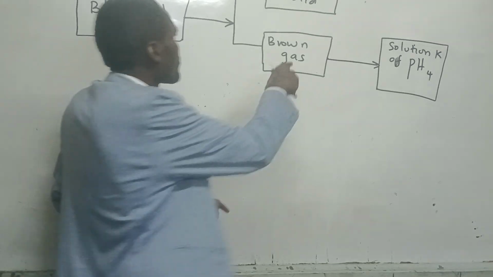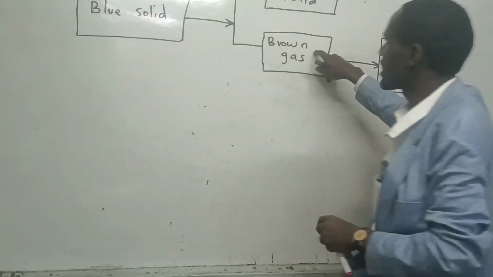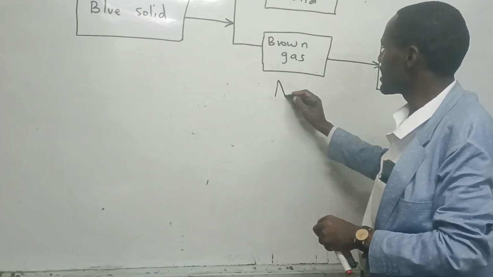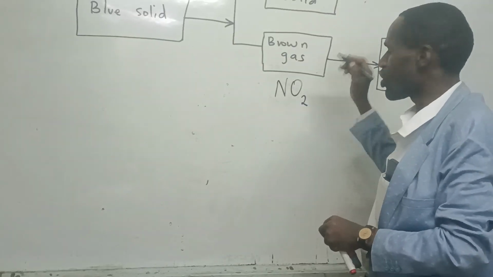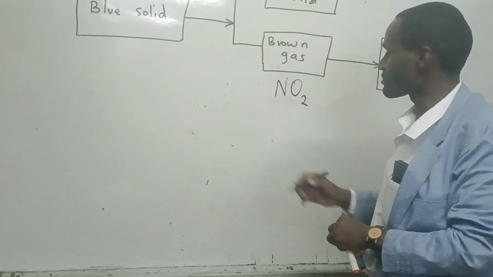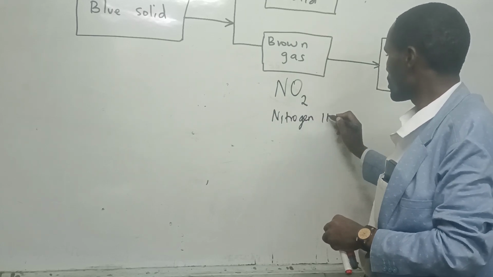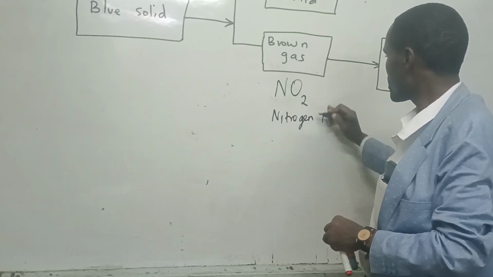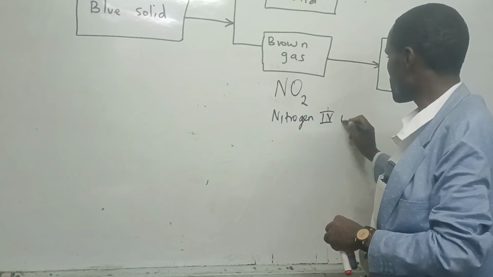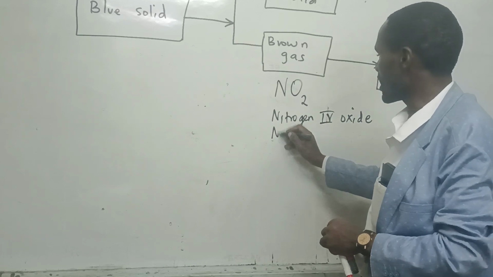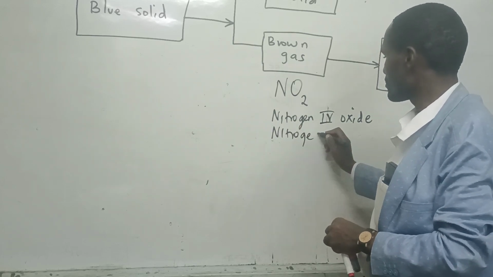Now let's come here. We have a brown gas. A brown gas is obviously nitrogen dioxide or nitrogen(IV) oxide. So the IUPAC name of this gas is nitrogen(IV) oxide, but it can also be referred to as nitrogen dioxide.